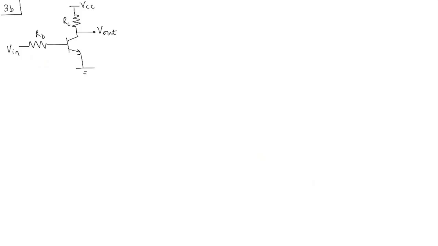Okay, let's look at problem 3b in this video. In problem 3b, we've been told that V in is made up of two components: one is the DC component and the other is the AC component. Let's say this is the AC component of the signal and this is the DC component of the signal. The question that is asked is, what are the limits on the DC component and the AC component so that this transistor or this circuit behaves like an amplifier?